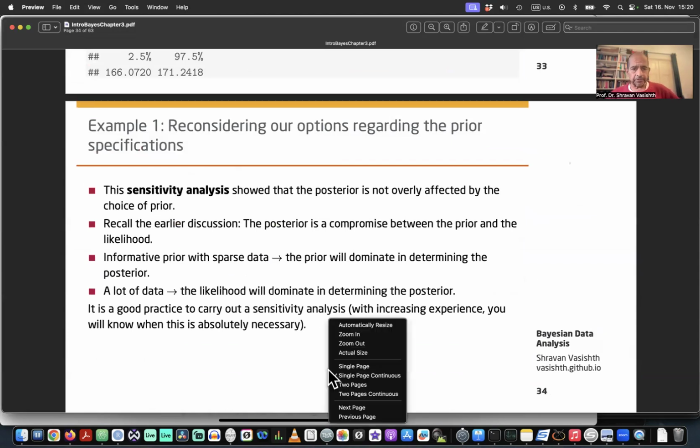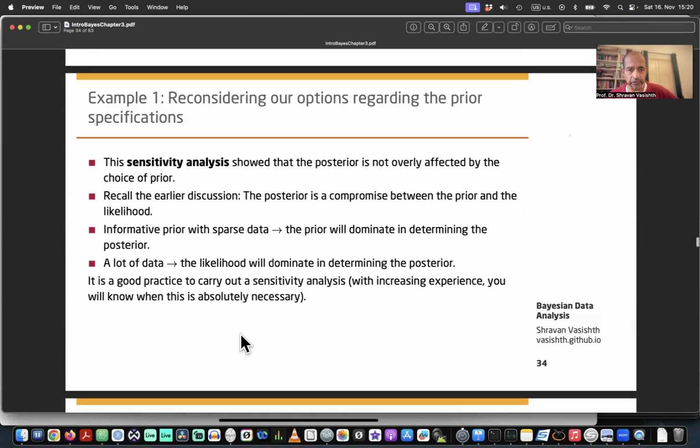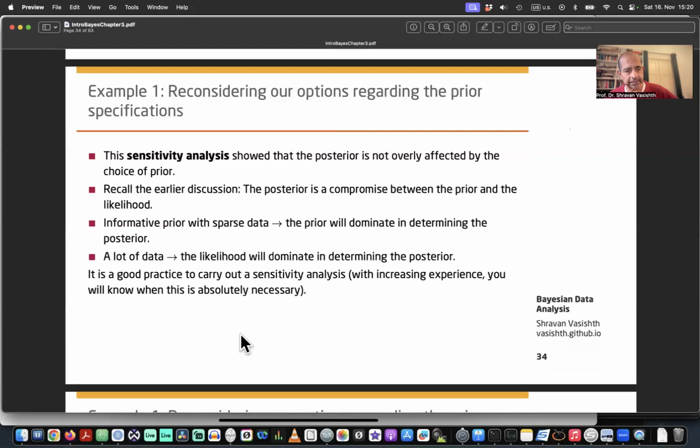In any case, the upshot of this sensitivity analysis is that we don't really see much effect of the prior on the posterior. So that's useful to know, right? And the reason for that, as I said, was that we have enough data.